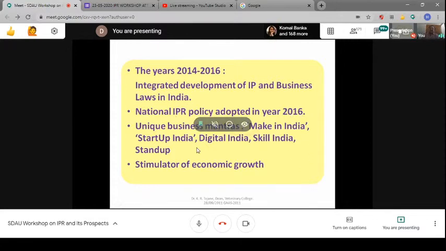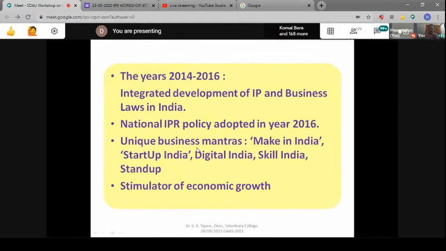Then there was the unique, aggressive business strategy between 2014 and 2016, with the launching of campaigns like Make in India, Startup India, Digital India, Skill India, Stand Up India. So what is this?